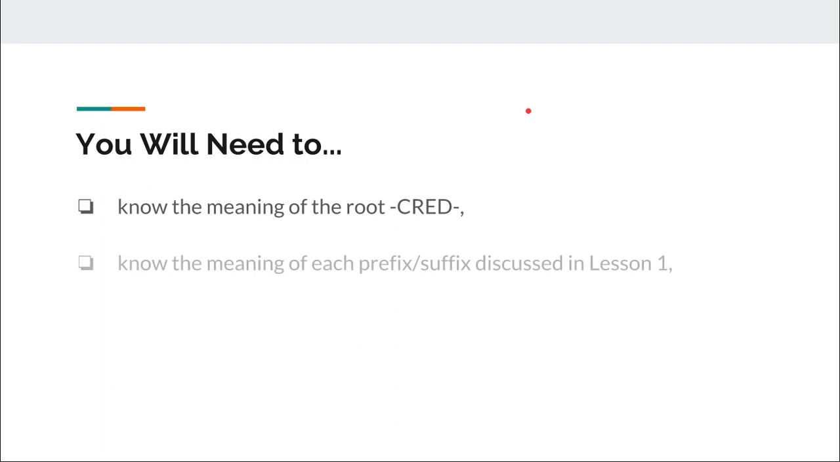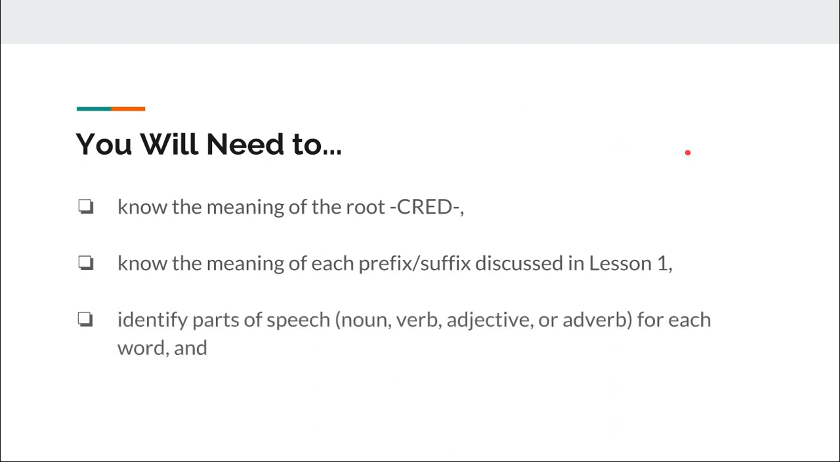For this test, you're going to have to do 4 things. You're going to have to know the meaning of the root CRED, which hopefully everybody's got this one by now. You're going to have to know the meanings of all the prefixes and suffixes that we went over in lesson 1. You're going to need to identify the parts of speech for each word. So you have to know if it's a noun or a verb or an adjective or an adverb. And lastly, you're going to have to fill in a sentence with the correct root word.